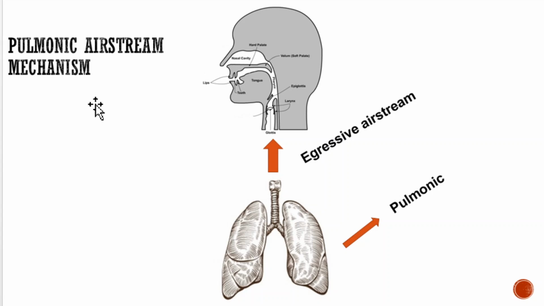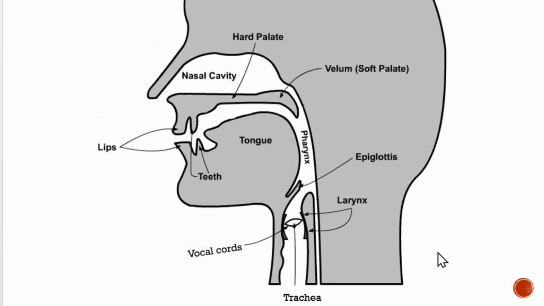Pulmonic airstream mechanism means how the pulmonic air is pushed out into the larynx. So that is where we get the air for producing our speech sounds. That is the lungs. From the lungs we get it, and it is an egressive airstream, pulmonic egressive airstream. And this air that comes from the lungs enters the larynx.